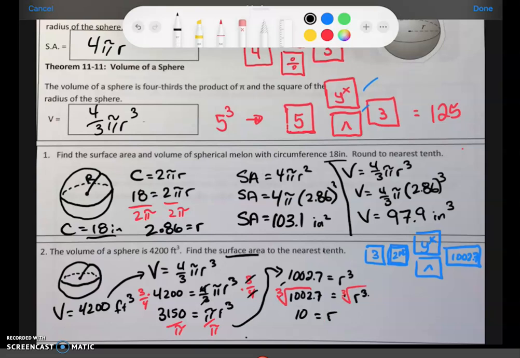And then from there, you plug it into this formula, 4 pi r squared, plug in the 10, and then this should be 400 times pi, approximately 1,256.6.